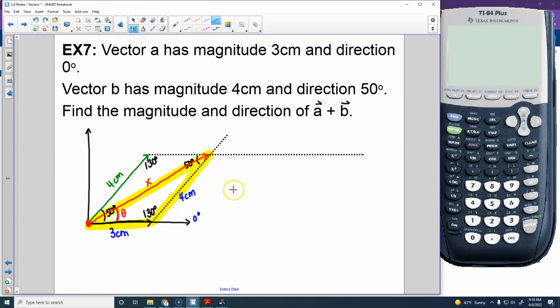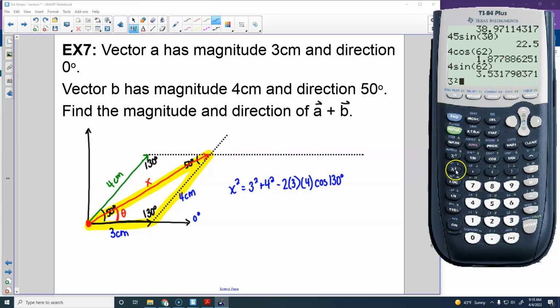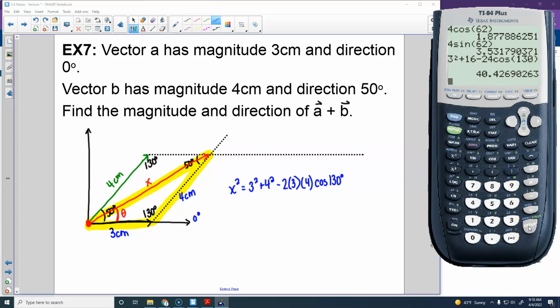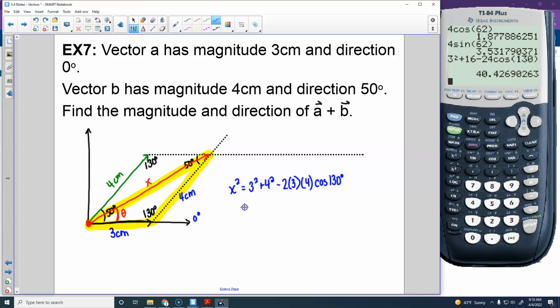Law of cosines. So I can say x squared equals 3 squared plus 4 squared minus 2 times 3 times 4 cosine of 130. And so you can see why we needed that 130 angle right there. We wouldn't have an angle otherwise. So 3 squared plus 16 minus 2 times 3 times 4, which is 24, cosine 130. We'll get x squared equals 40.426.